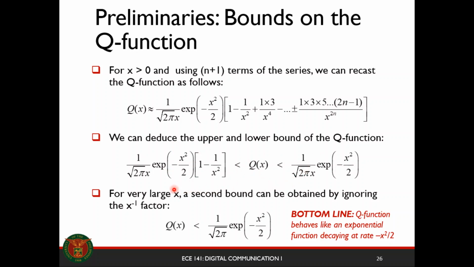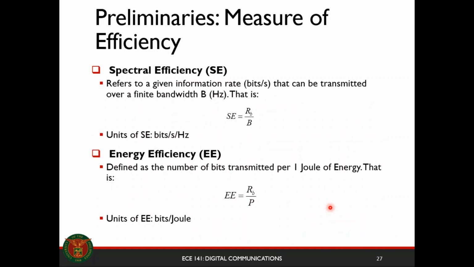For a very large x, a second bound can be obtained by ignoring the x raised to minus 1 factor, and basically the maximum value of your Q function is equal to this equation right here. Okay, so the bottom line is that your Q function behaves like an exponential function decaying at this rate, negative x squared over 2.